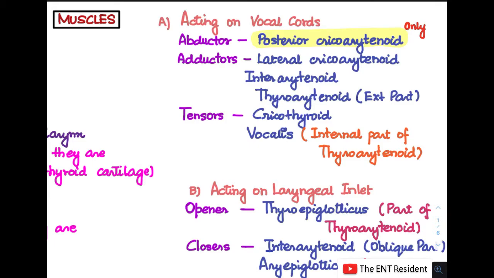If it stops functioning, there will be trouble in abducting the vocal folds. Now next are the adductors of the vocal folds. They are the lateral cricoarytenoid and interarytenoid, which is also known as the transverse arytenoid.